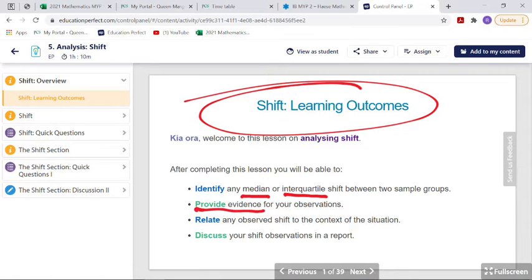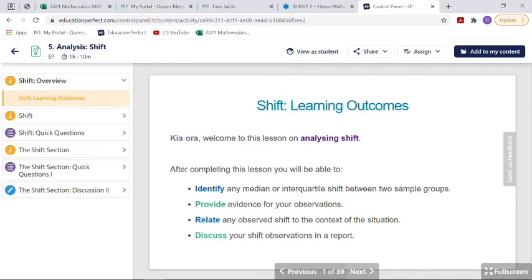You're going to learn how to provide some evidence for your observations. I need to know that this is a meaningful shift. You're going to relate those to the context. So in other words, I'm going to say that this means that 75% of the dogs in Auckland are bigger than the dogs in Wellington or whatever you're comparing. You're going to put it into context. You must always think context or your paper is garbage. And then you're going to discuss those in your report. They're going to show you examples of how to write about what it is you're seeing. Okay? All right. So let's just look through the lesson and we'll start talking about shift.